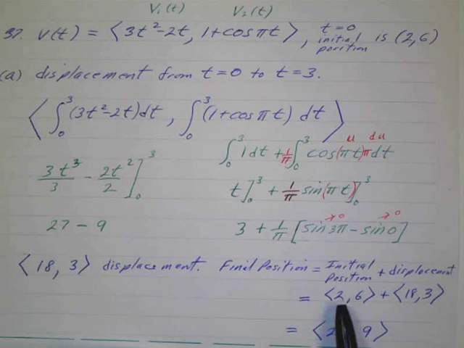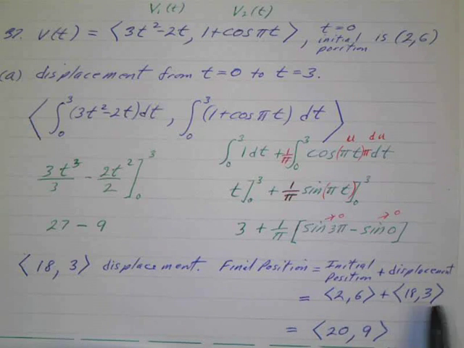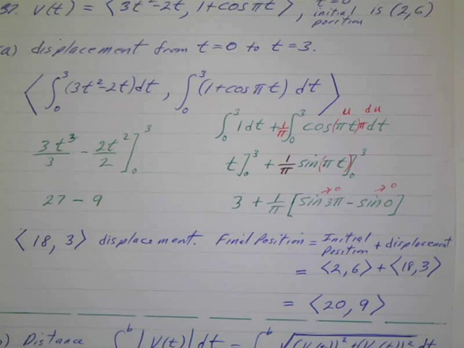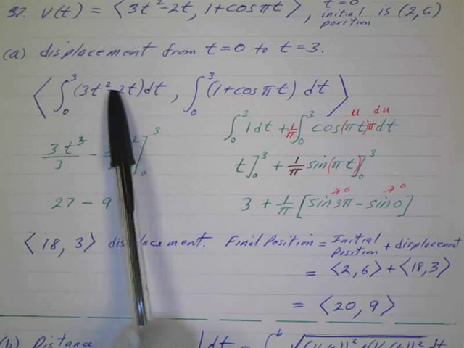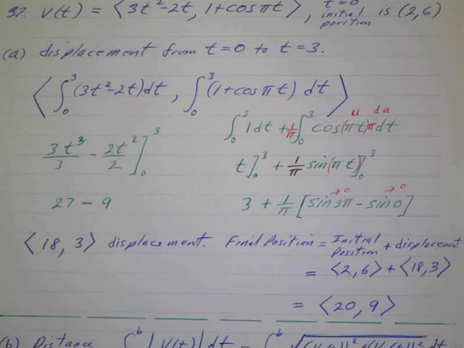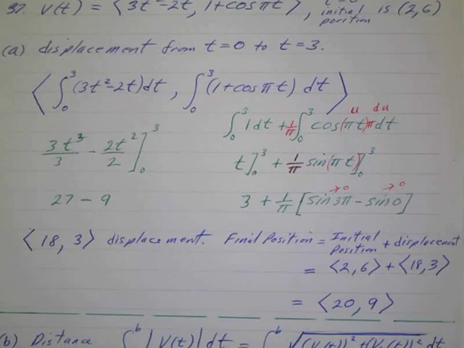My initial position was (2, 6). This was my displacement, so we just add the components. 2 plus 18 displacement is 20, 6 plus 3 displacement is 9, so there's your final position. Okay? So I hope that makes sense. It would have been faster if we just used our calculator on these, but we could do them by hand, so you need to be aware of how to do that.